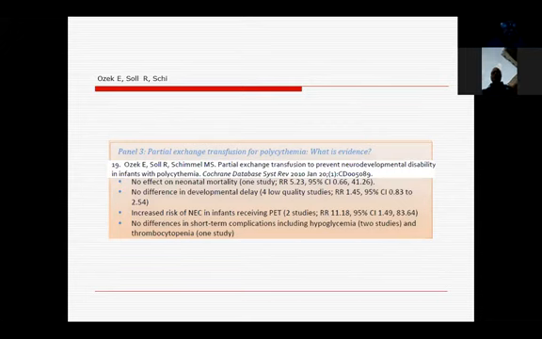is no effect on neonatal mortality, and no difference in developmental delay. There is increased risk of NEC in infants receiving partial exchange transfusion. No differences in short-term complications, including hypoglycemia. Two studies in polycythemia and one study. So as such, it doesn't have much effect.